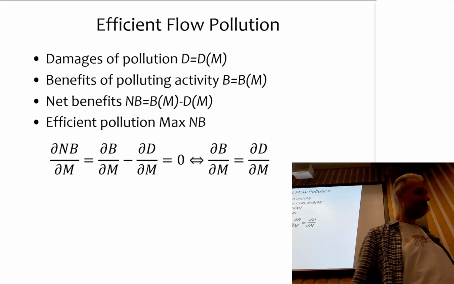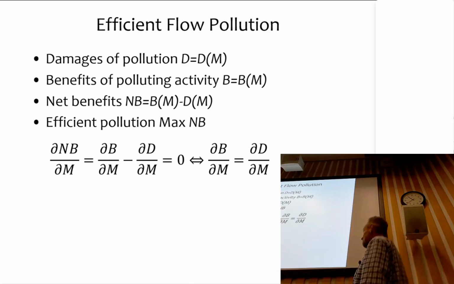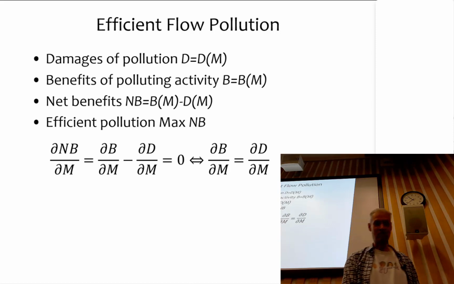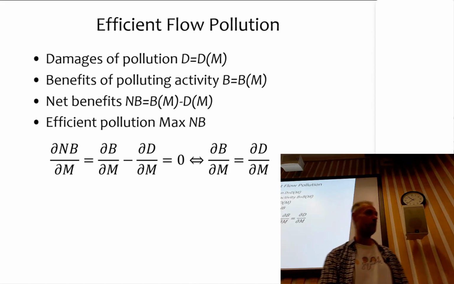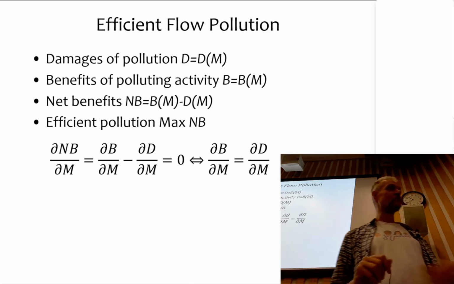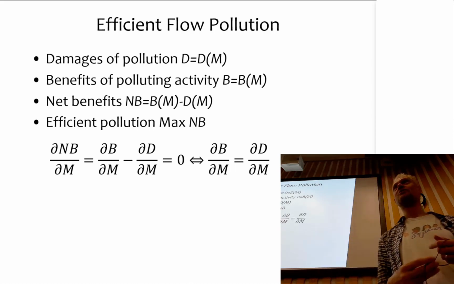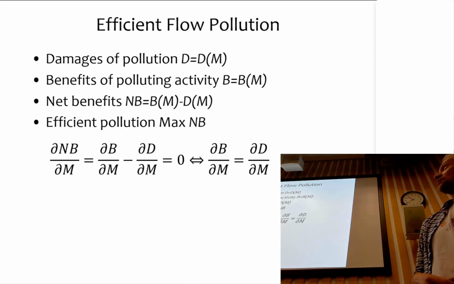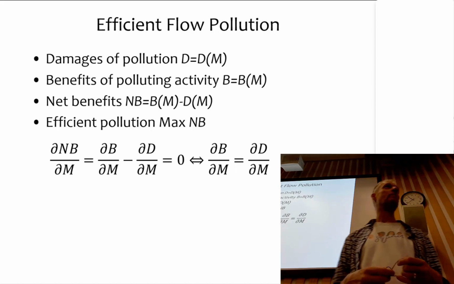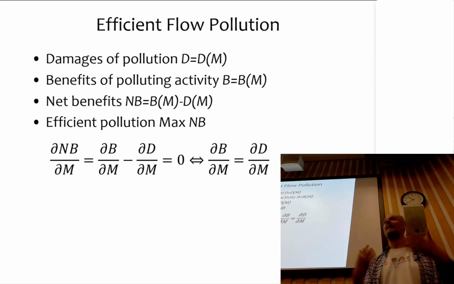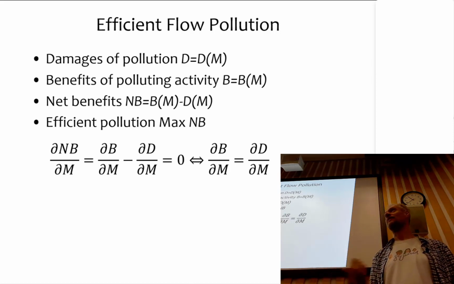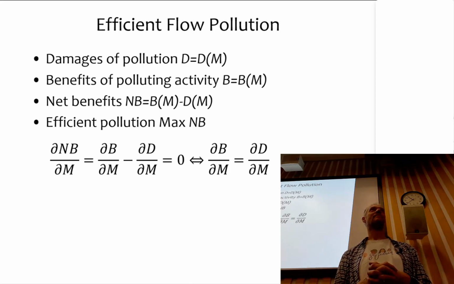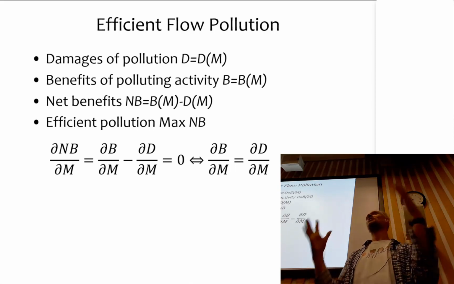Okay, so we want to set the optimal or the efficient level of flow pollution. I'm going to call the damages of pollution D, the emissions M, and I'm going to introduce the benefits of the polluting activity, which I will call B. And there have to be benefits of a polluting activity, right? Otherwise we would never do that. If there's no benefit somewhere, then why would we pollute, right?